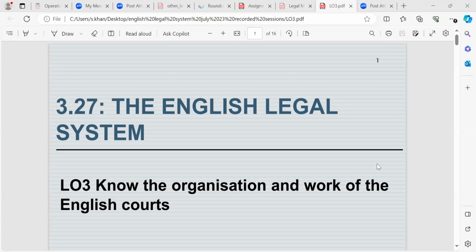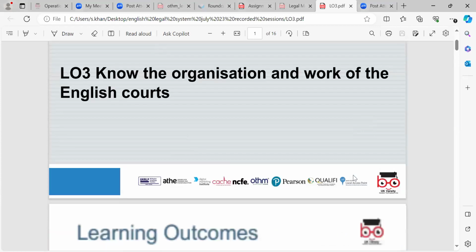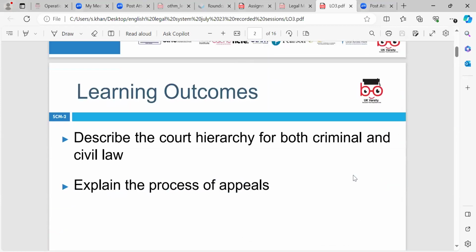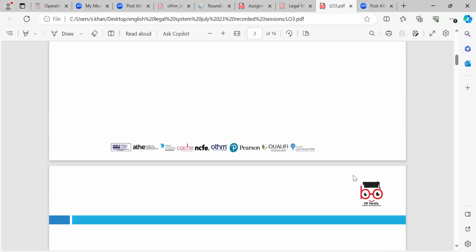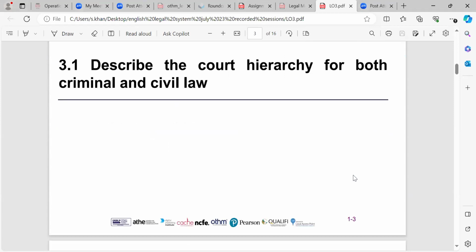So now we're going on to learning outcome 3, which is to know the organisation and work of English courts and how they work within the UK. The learning outcomes are to describe the court hierarchy for both criminal and civil law within the UK, and explain the process of appeals. So 3.1: describe the court hierarchy for both criminal and civil law.